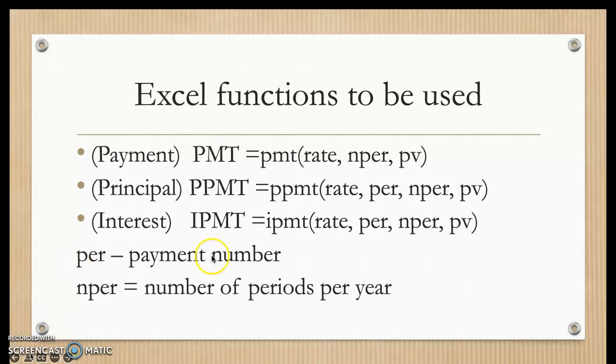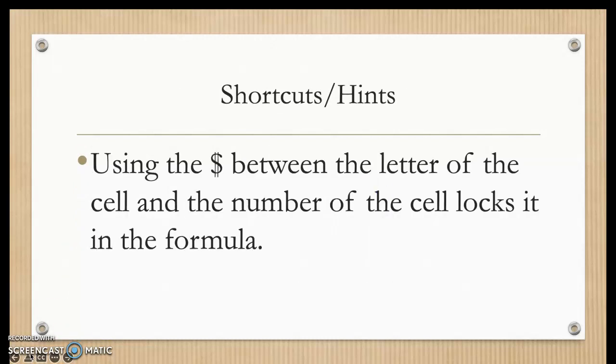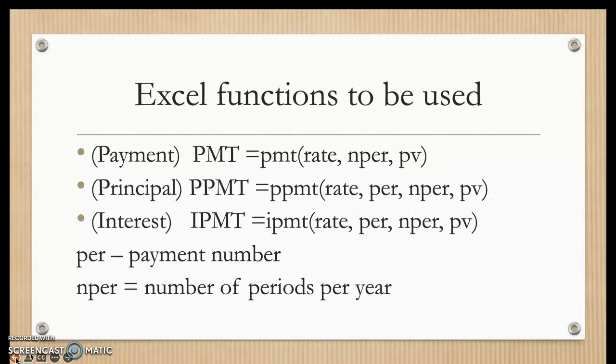Now, the per, just the PER. The per is the payment number. Is it the first payment in the loan, the second payment in the loan, the third payment in the loan? That's what the PER stands for, and so it's like the period. The NPER is the number of periods per year.